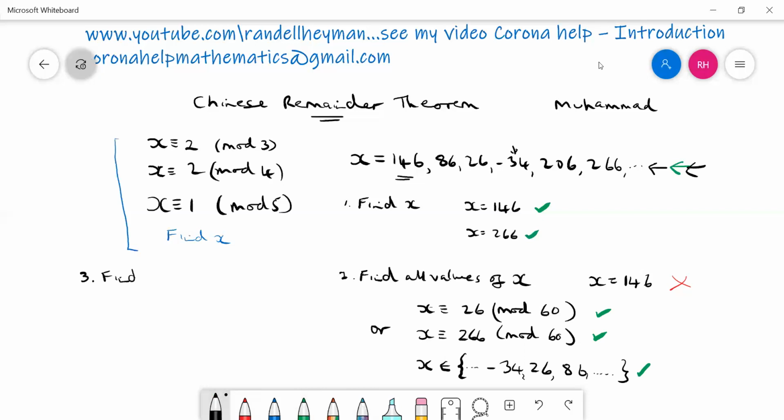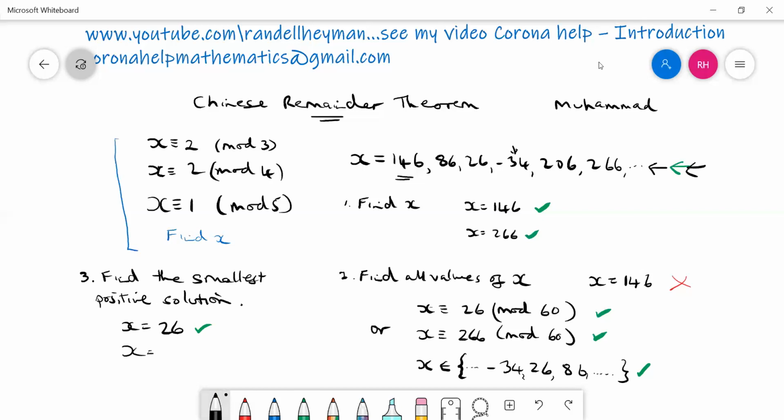Find the smallest positive solution. Now here, well, the right answer is x equals 26. So I'd give that a green tick, 4 marks.